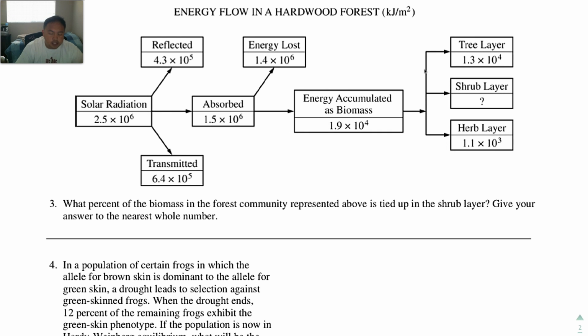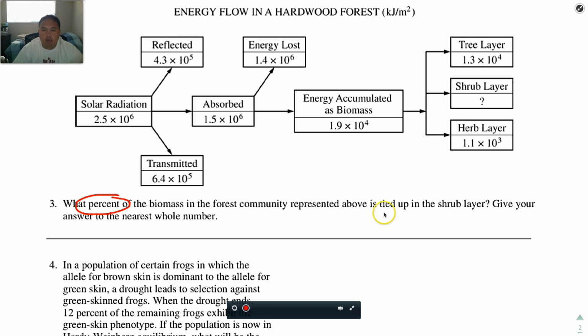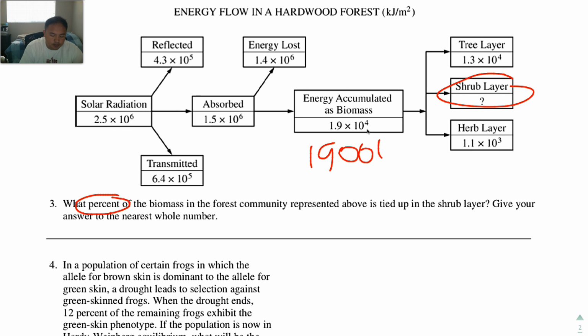Okay, number 3, and be careful on this question. It says, what percent of the biomass in the forest community represented above is tied up in the shrub layer? Here's my shrub layer. Give your answer to the nearest whole number. So you notice it's a very complicated chart, but after the sun, the energy that's accumulated is 1.9 times 10 to the 4th. Or if you don't like scientific notation, I move my decimal point 4 spots. This means the same thing as 19,000.